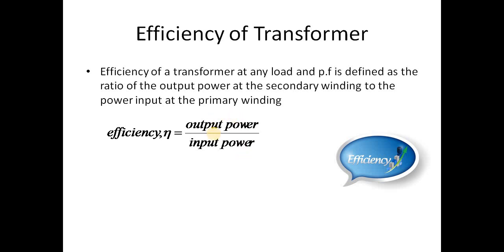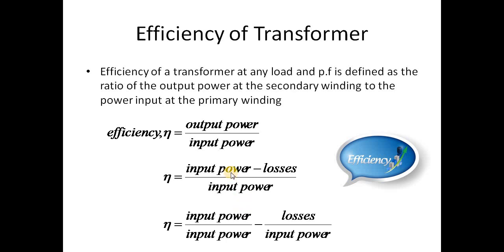Obviously output power will always be less than the input power. The amount by which it is less is nothing but the loss that occurs in the system. So now we are going to express this output power in terms of the input power and losses. So eta equals input power minus losses, which is my output power, divided by input power.